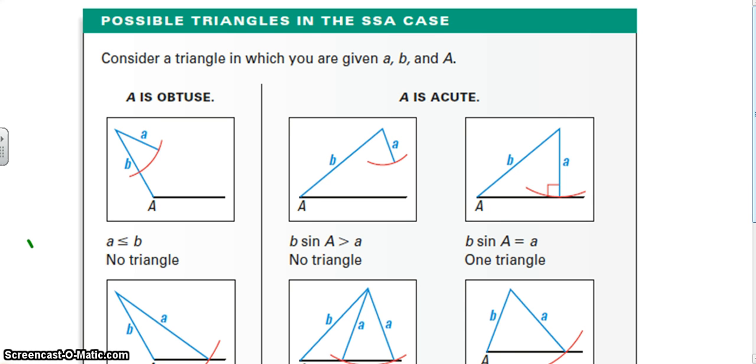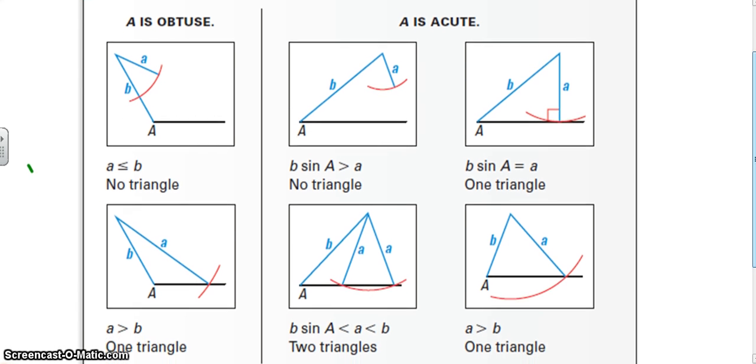Okay, there's several things that can happen. If angle A is obtuse, two things can happen. Either your side B, one of the sides adjacent to your angle, is longer than side A. And if that happens, there's no way that A is ever going to be long enough to touch down here on this other side to make a triangle. So you would have no triangle.